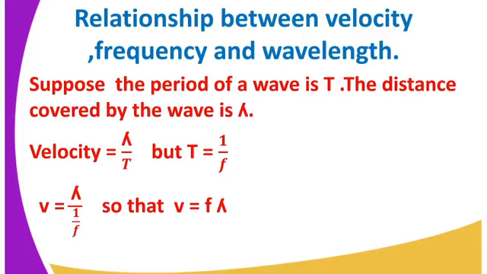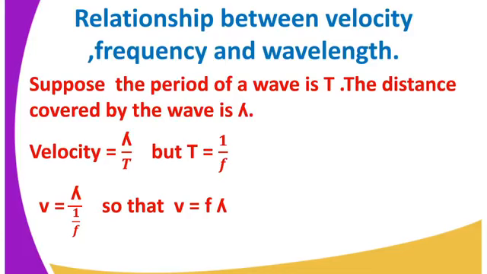So we are replacing the same when working out the relationship here in waves. We take the velocity to be equivalent to the distance covered by the wave over the time taken by the wave. The distance covered by the wave is the wavelength, which is lambda. The time taken by the wave is called the period, which is t. So that v is equal to lambda over t.